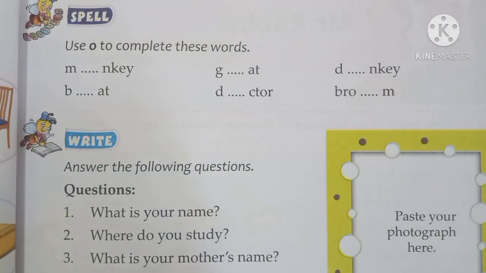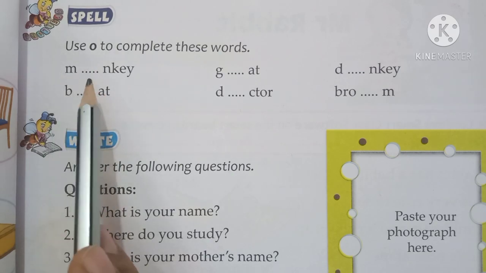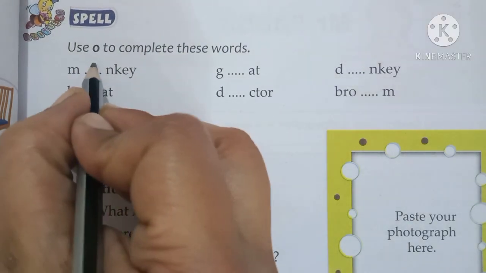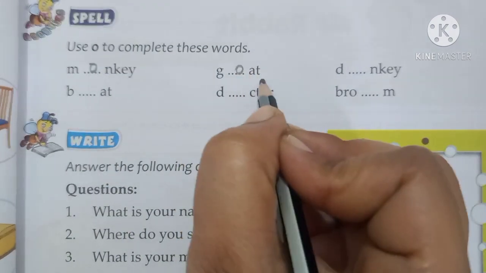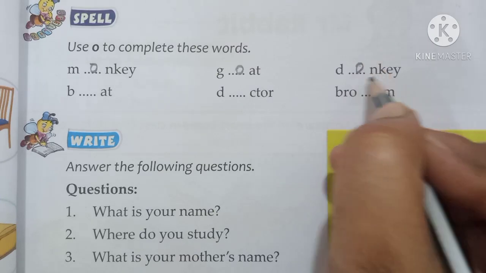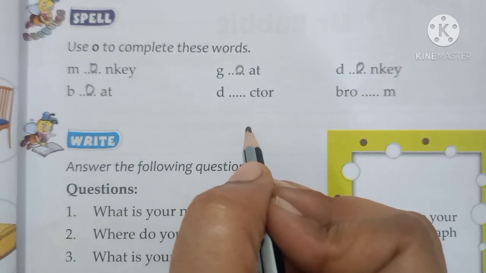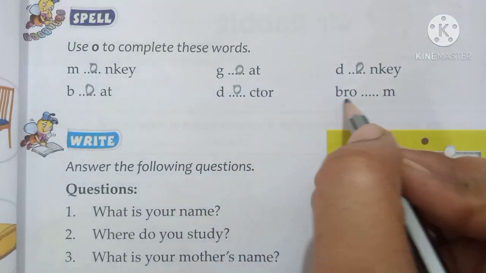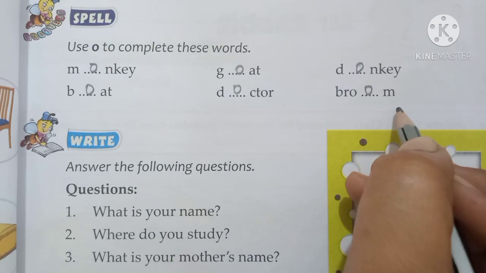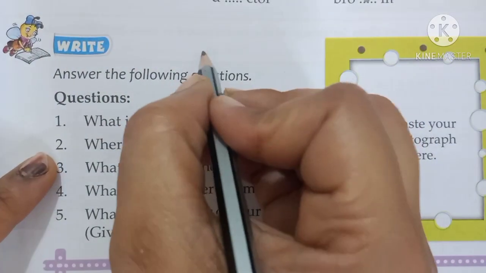Now turn to the next page. We will complete these words by adding O. Let's see what are the words here. M-O-N-K-E-Y, monkey. G-O-A-T, goat. D-O-N-K-E-Y, donkey. B-O-A-T, boat. D-O-C-T-O-R, doctor. B-R-O-O-M, broom.